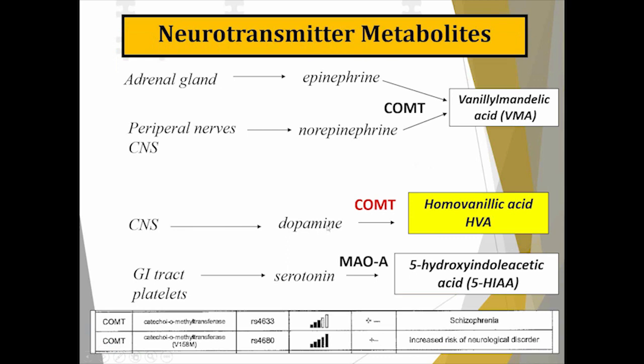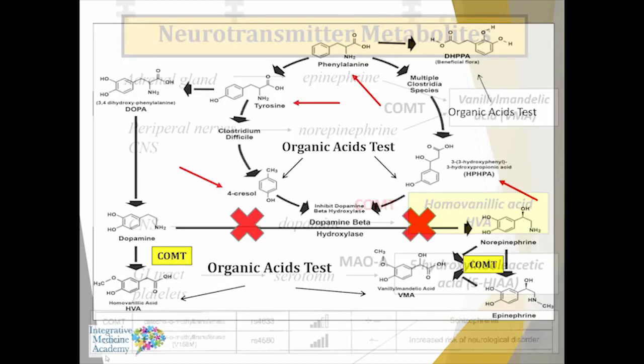Dopamine gets converted to homovanillic acid through the actions of catechol O-methyltransferase. Vanillic acid can also be produced. It's the metabolite of epinephrine and norepinephrine. Again, COMT is the enzyme that makes that happen. And you can have polymorphisms or genetic variants that could alter the function of that enzyme. So let's expand this out and take a look at a few things that could influence this.